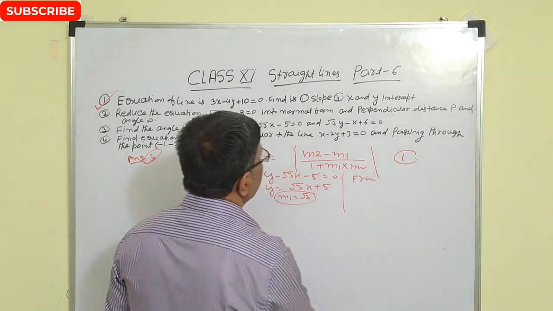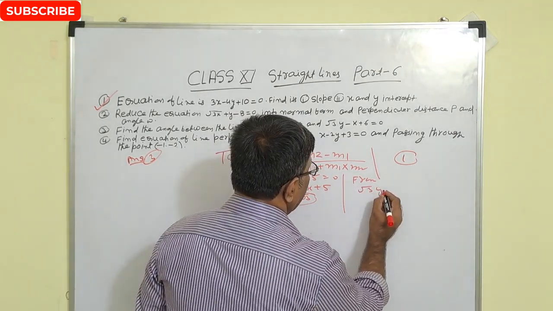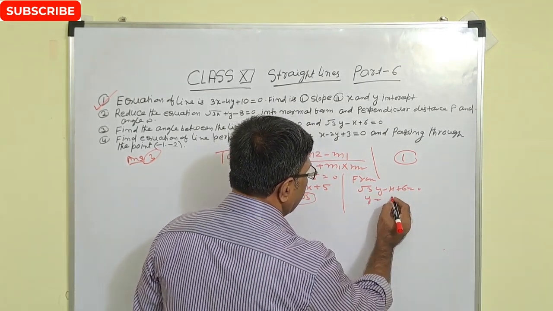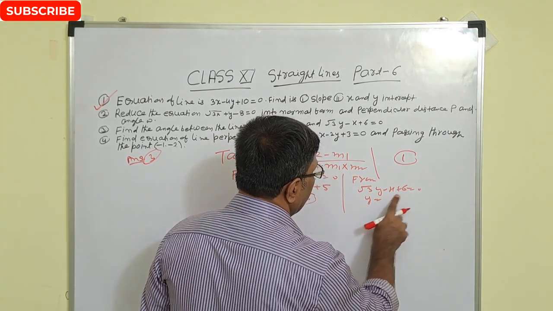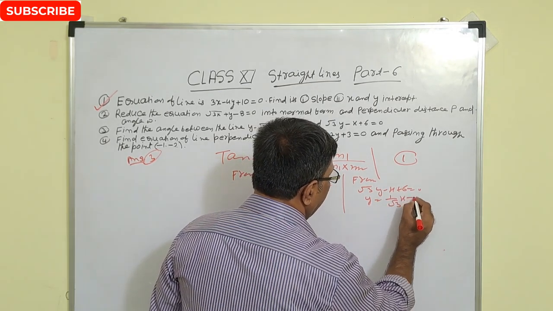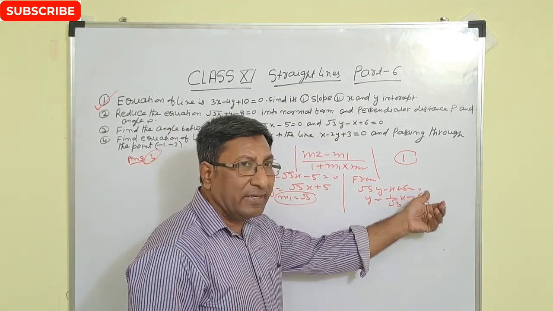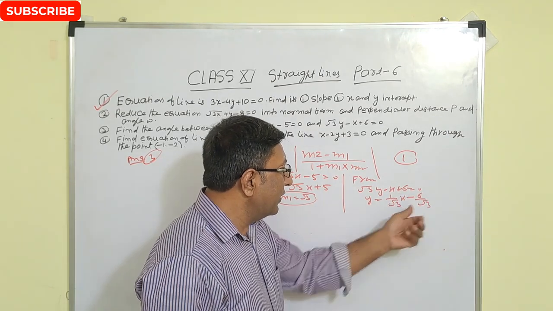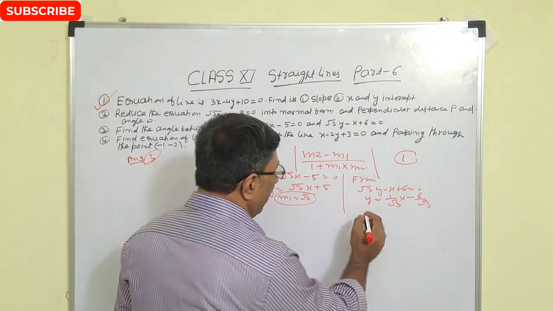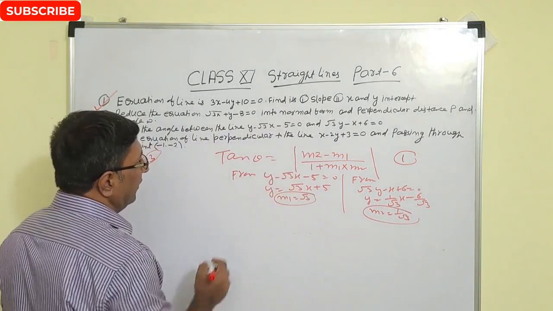In the same way, the second equation is given: root 3 y minus x plus 6 equal to 0. So y equal to what? This minus x goes to the right side and becomes positive, and this 6 becomes negative, so divided by root 3. So this is 1 by root 3 x minus 6 by root 3. So the slope of this line, that is m2, is what? 1 by root 3. Now put this value in the formula.